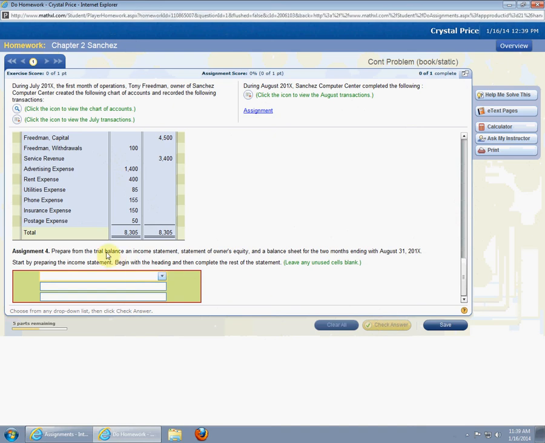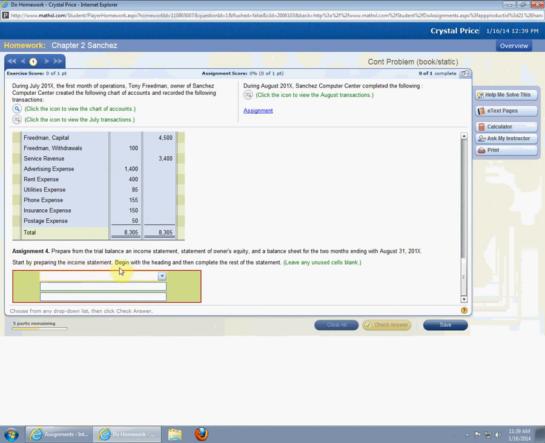It says prepare from the trial balance an income statement, a statement of owner's equity, and a balance sheet for the 2 months ending with August 31st. That's because the T accounts have both the balance of July and the balance of August. We put in those August transactions, so we're closing it out at the end of August. Start by preparing an income statement.